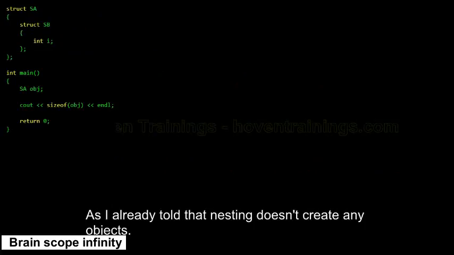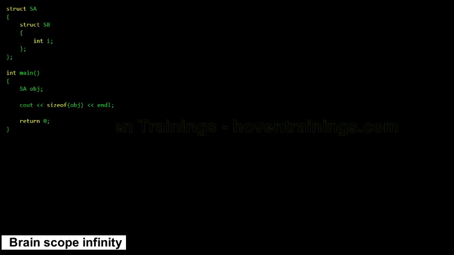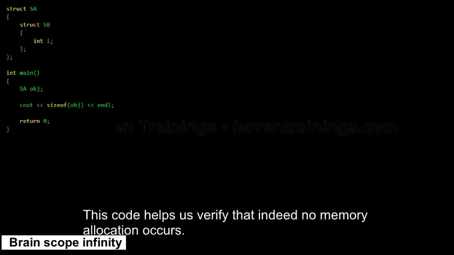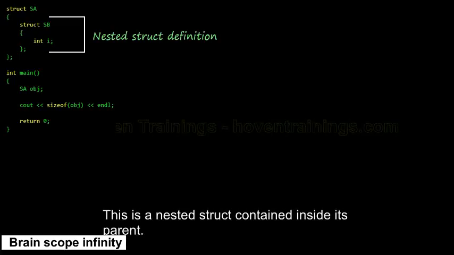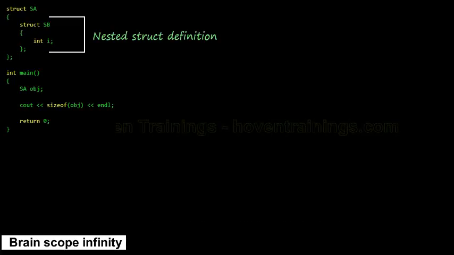As I already said, nesting doesn't create any objects. This code helps us verify that indeed no memory allocation occurs. This is a nested struct contained inside its parent. This struct contains an int member.